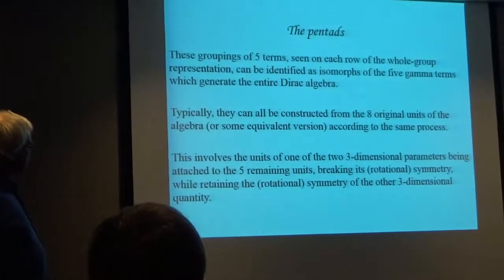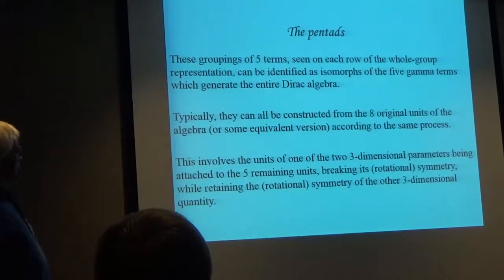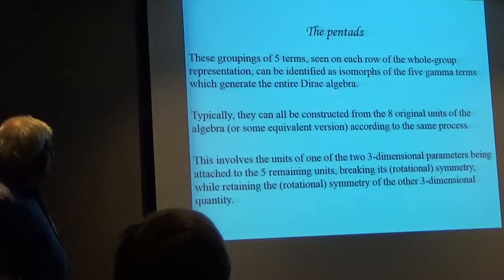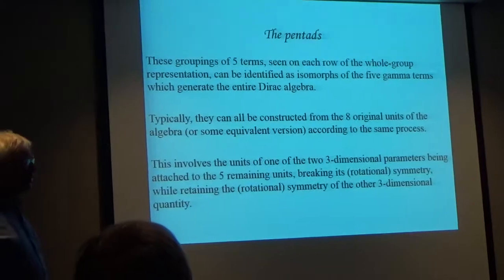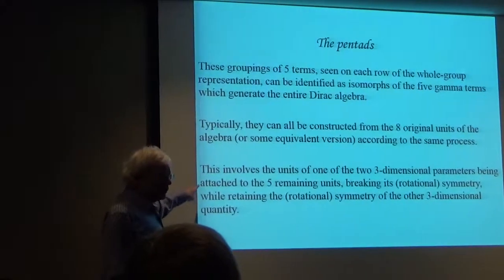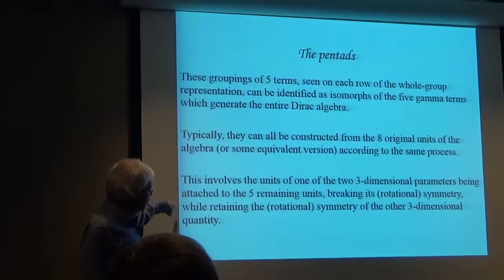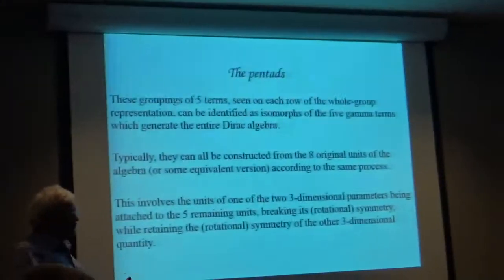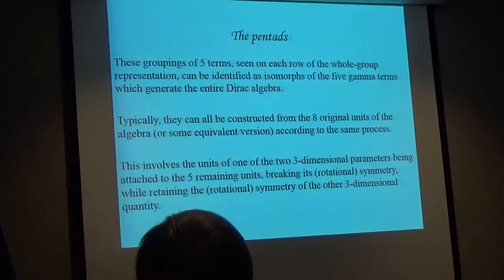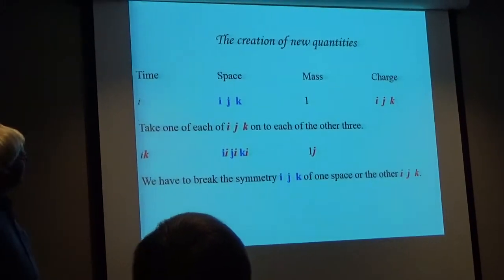So you've got 12 lots of units, isomorphs of the gamma algebra. And they can all be constructed from the original 8 units. And it's the same process each time. You take the units of one of the 2 three-dimensional quantities, space or charge, and attach them to the other 5. So you separate 3 out and attach them to the other 5. Let's see how that works, like so.